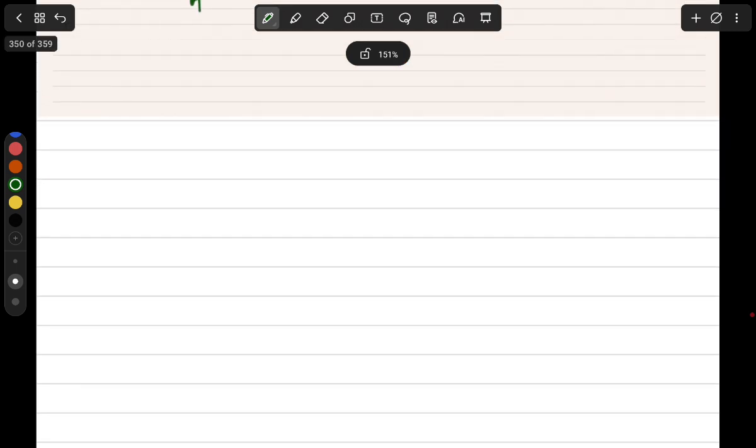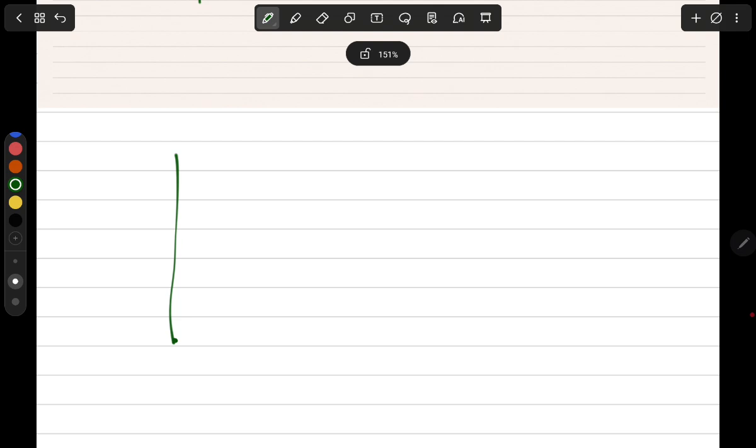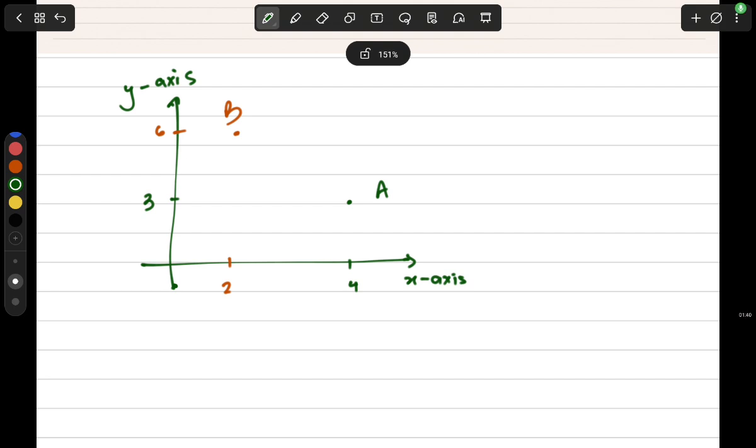So let's start with drawing 2 axes. This is the vertical axis or the y-axis or the dependent variable axis, and the horizontal one is the x-axis or the independent variable axis. Now, let's say we have a point A, a coordinate 4, 3. What information does this coordinate 4, 3 actually tell us? It shows us that this point is 4 units horizontally away from the origin and 3 units vertically away from the origin, right? Now, a coordinate is simply an address.